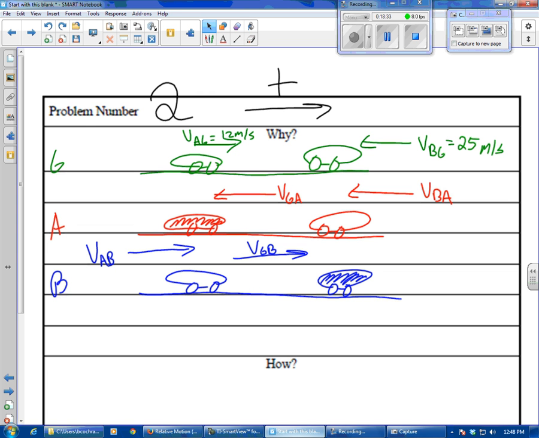Yes, VBA. Sorry, my B got a little buxom. That's a B. Kind of. What were you asking? That's the velocity of the ground with respect to B. The blue arrow in the middle? Okay, yeah.